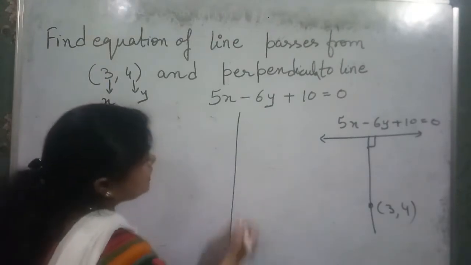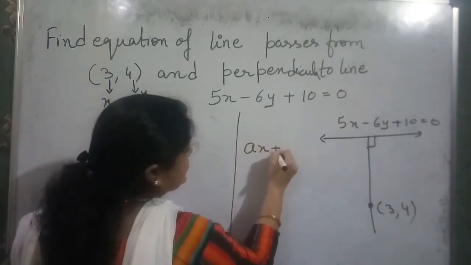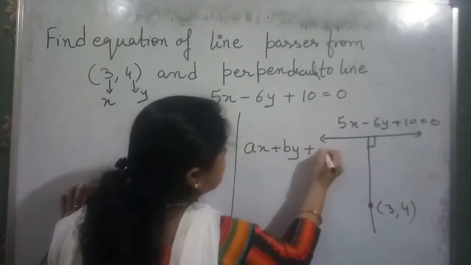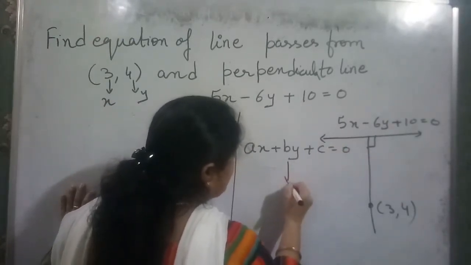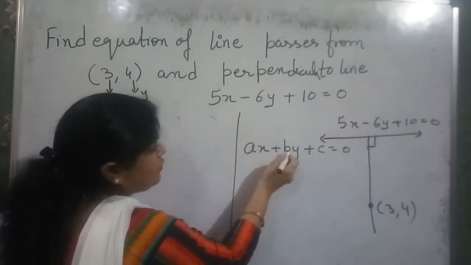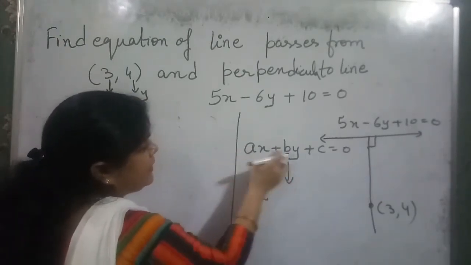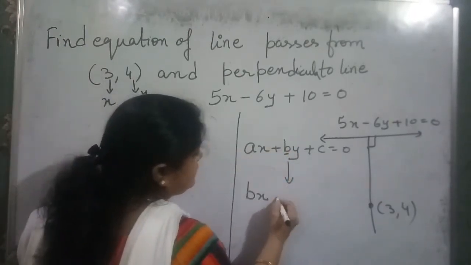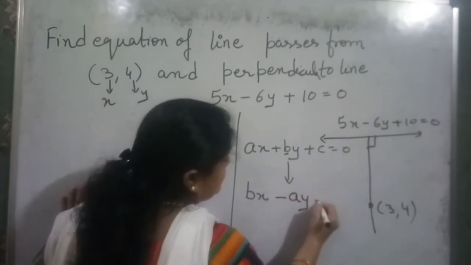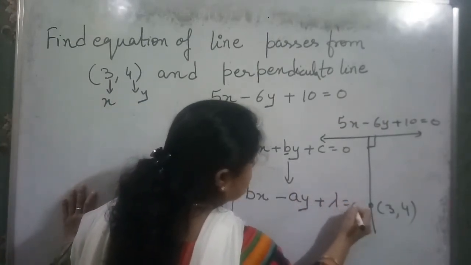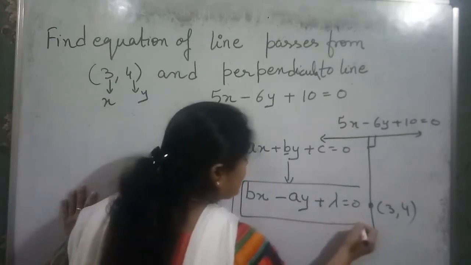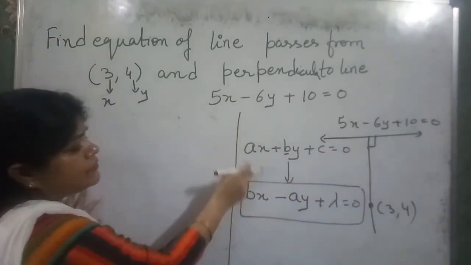If we have the equation of a line in this way, ax plus by plus c is equal to 0, our equation becomes: we take the coefficient of y over here as the coefficient of x, that is b x, and a over here with its sign changed, minus a y, plus lambda is equal to 0. So this is the equation of the line which is perpendicular to that line.